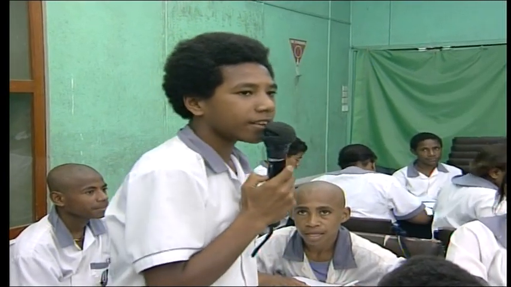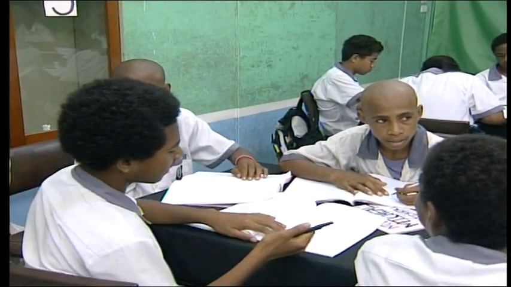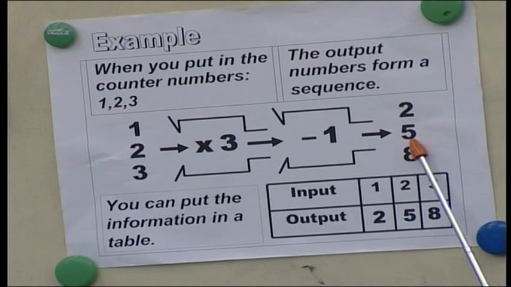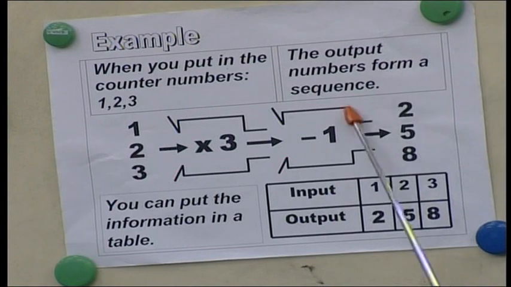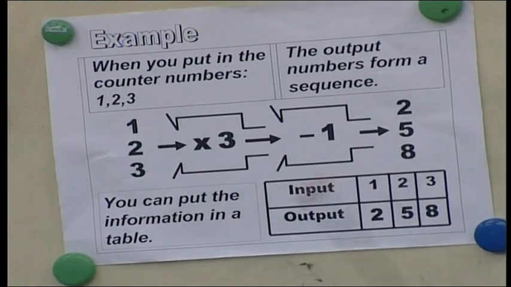Each time add by 3. Very good. Each time you add by 3. So there is a sequence here. 2 plus 3 is 5. 5 plus 3 is 8. So that's what it means here. It forms a sequence, so it comes out in a certain order.